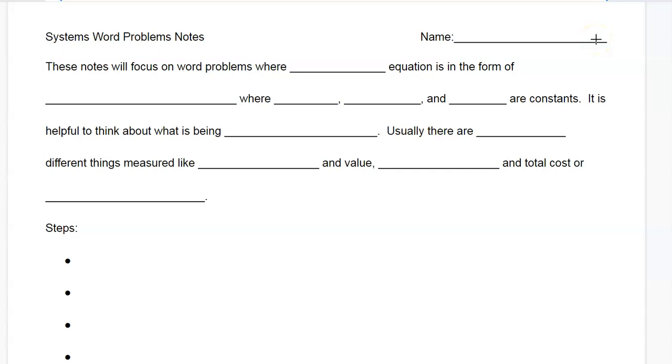Okay, these notes are going to focus on problems where one equation is in the form of ax plus by equals c, where a, b, and c are constants. So at least one of our equations is going to look something like this. It is helpful to think about what is being measured. You're always going to have two equations, but if you think about what's being measured, it's easier for you to write the equations.